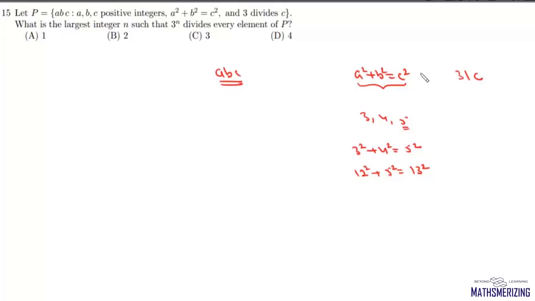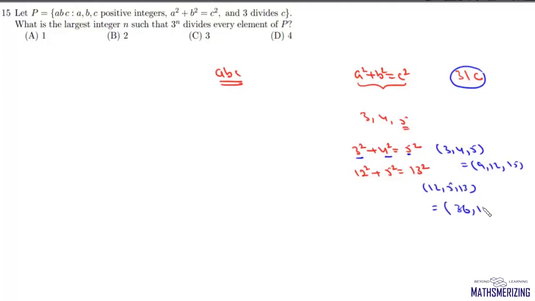Now this last number C will be a multiple of 3 if and only if we multiply all these three numbers with 3. So from this 3, 4 and 5, we'll get 9, 12 and 15. From 12, 5 and 13, we'll get 36, 15 and 39. So this last number C can only be divisible by 3 if all these three are divisible by 3.